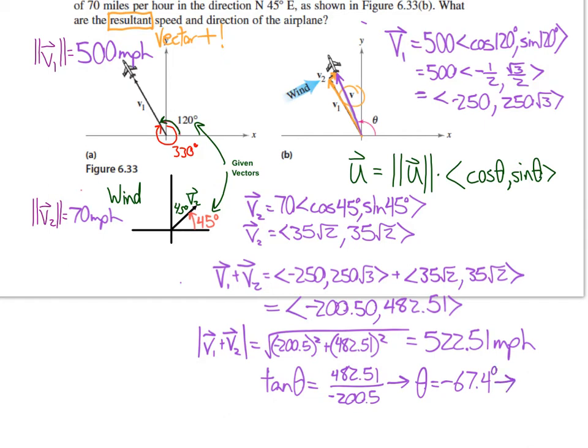So that means in the second quadrant, this angle would be 67.4 degrees. So that means 180 minus that would be 112.6 degrees. That's going to be our angle theta, 112.6 degrees. So that's the direction the plane will go. Notice it's about 7.4 degrees off from where we were trying to aim at 120, and this is the resulting speed.